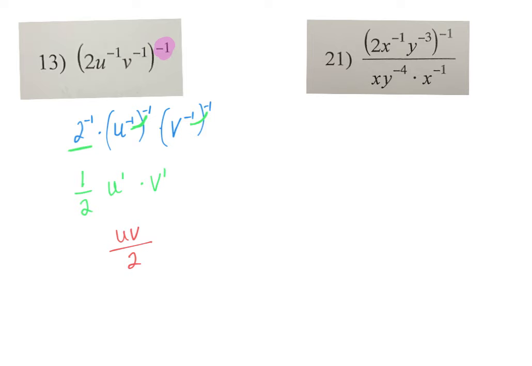So for this one, I am going to take everything to that negative 1 power. 2 to the negative 1, x to the negative 1, raised to the negative 1, y to the negative 3, raised to the negative 1. And I'm going to leave my denominator alone for right now.